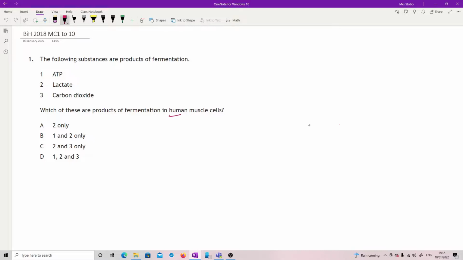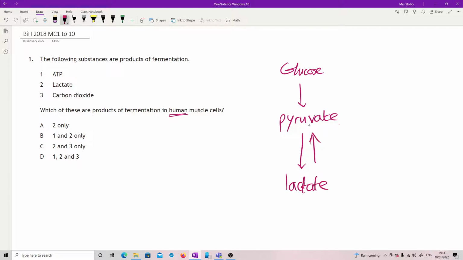Okay, so human means that we're looking at animal. And so as far as animal fermentation goes, we get our first stage, glycolysis still occurs, gets you to pyruvate, which then straight away is converted into lactate, nicely reversible. This is a nice example of a reversible reaction. You might want to use that for metabolic pathways.